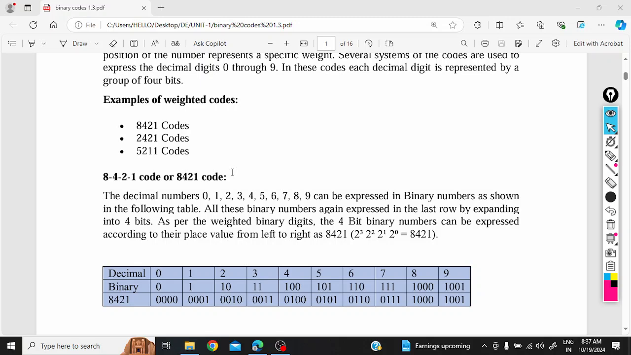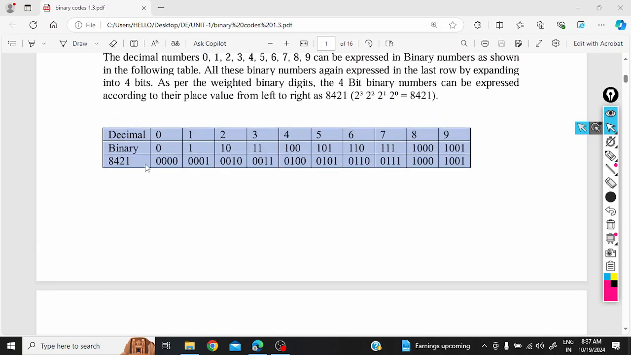Now how we are going to represent those weights, we are going to see here. Now you can observe this 8421 code. If you observe clearly, this is 2 power 0, this is 2 power 1, this is 2 power 2, this is 2 power 3. Those are the positions of the given code. Now if I am placing all zeros, then the respective value is going to be 0.